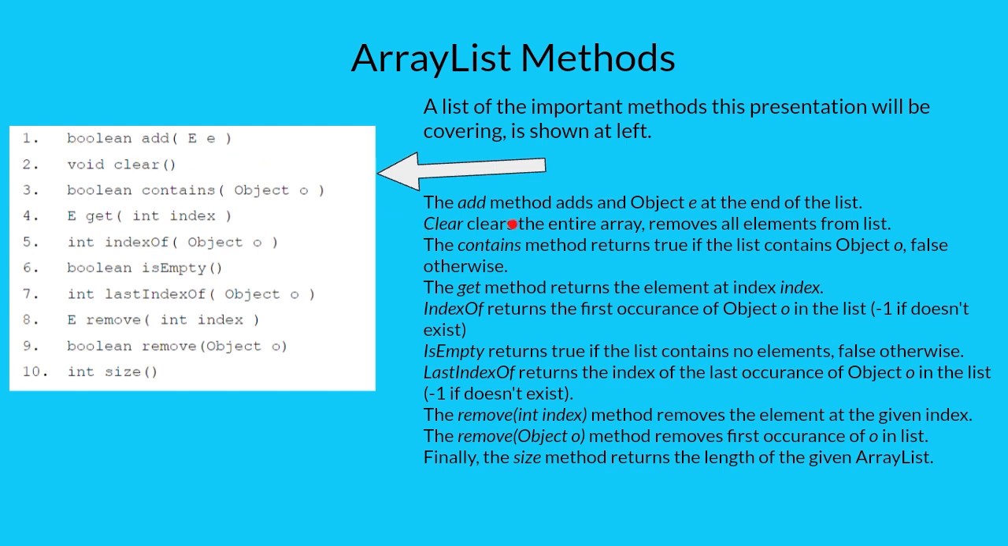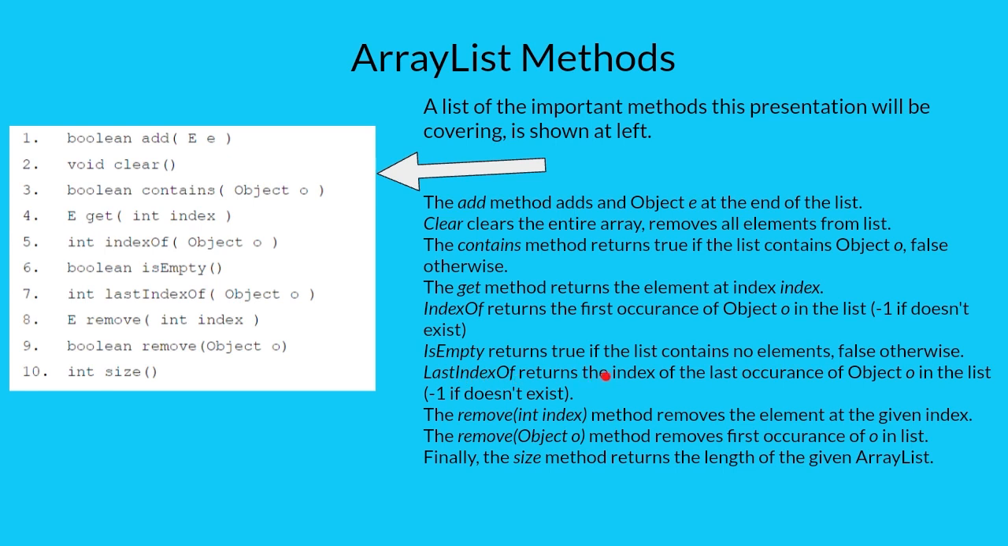The clear method just removes all elements from the list. The contains method returns true if the list contains a given object O and false otherwise. The get method returns the element at a given index. IndexOf returns the first occurrence of object O in the list, -1 if it doesn't exist. IsEmpty obviously returns true if the list contains no elements, and if it does contain elements, it just returns false.